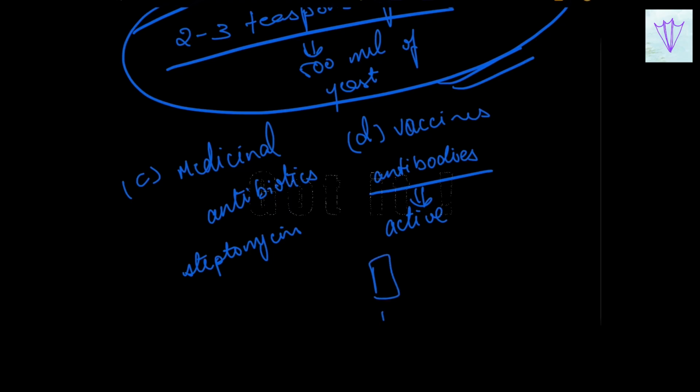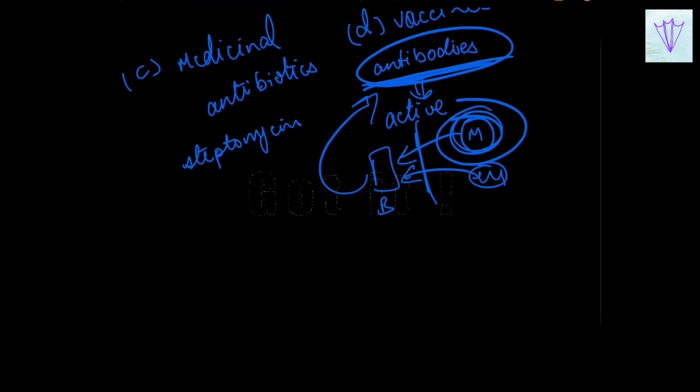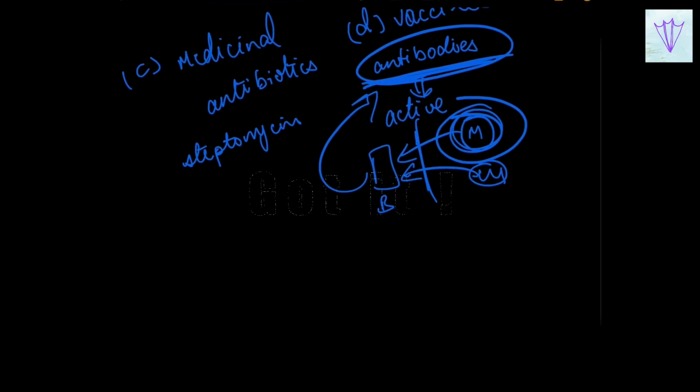So this is our body, and some microbe will enter. For the first time, our body will produce antibodies to fight against this microbe. Then when the microbe enters our body for the second time, our body remembers the previously produced antibodies, so the action will be quicker than the first response. Vaccines work on the same principle.